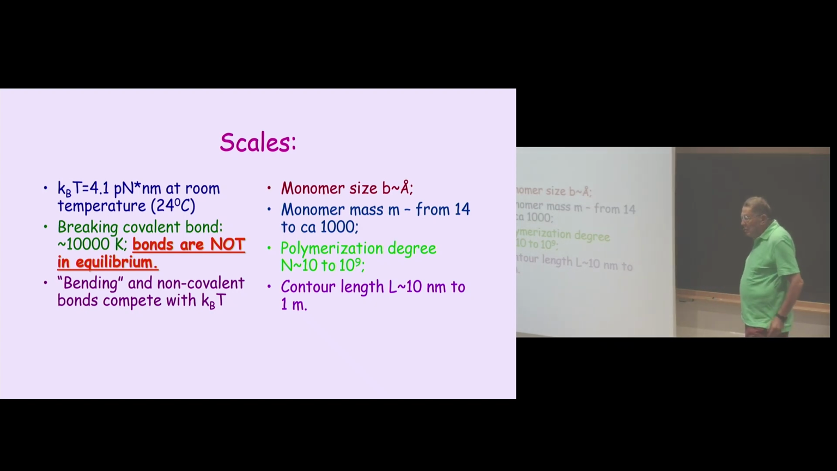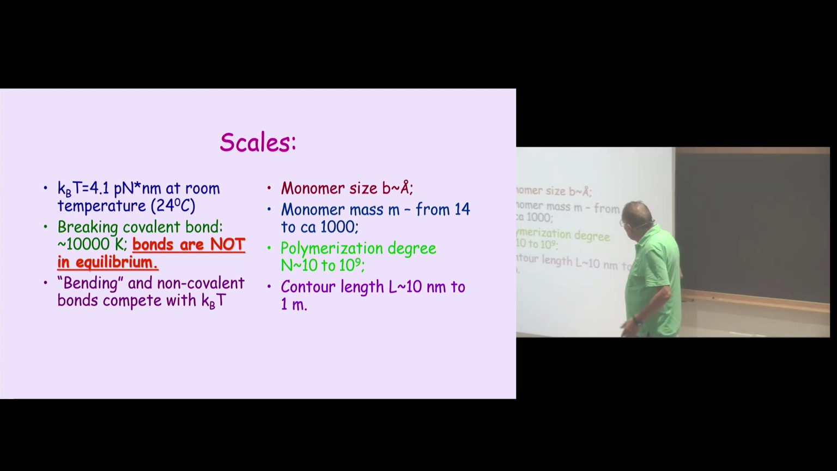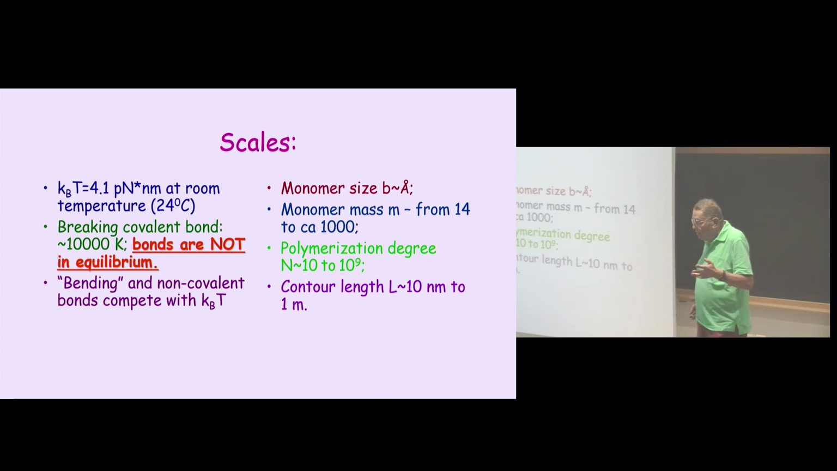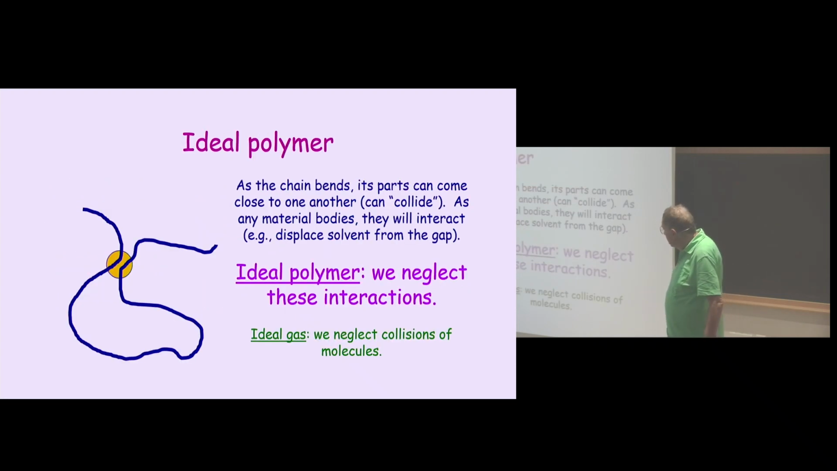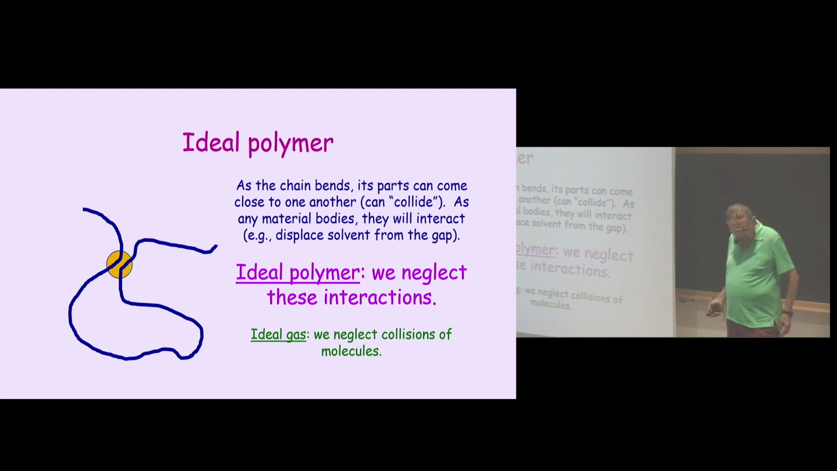So monomer size, the size of 1 unit of the chain, is typically on the order of a nanometer or a fraction of a nanometer. Monomer mass is like this, but I will never use monomer mass. Polymerization degree, the number of monomer units in the chain, changes in a huge range, like this. 10 to the 9 is a human genome type of thing. Human chromosome is on this order of magnitude. And contour length is from 10 nanometers to a meter, again, for DNA. So those are polymers, but I am supposed to tell you about ideal polymers.